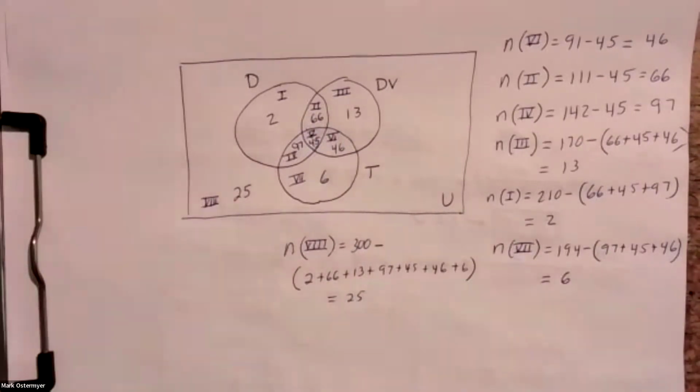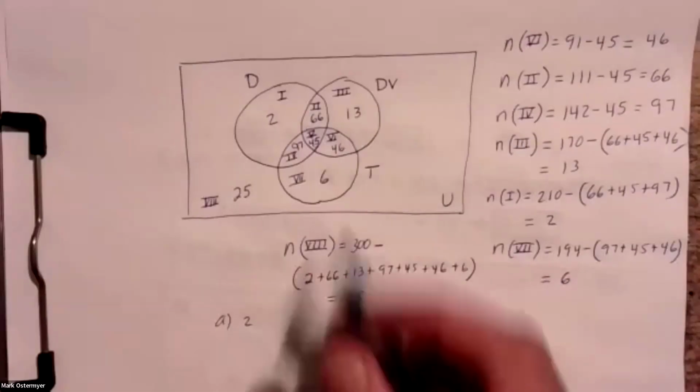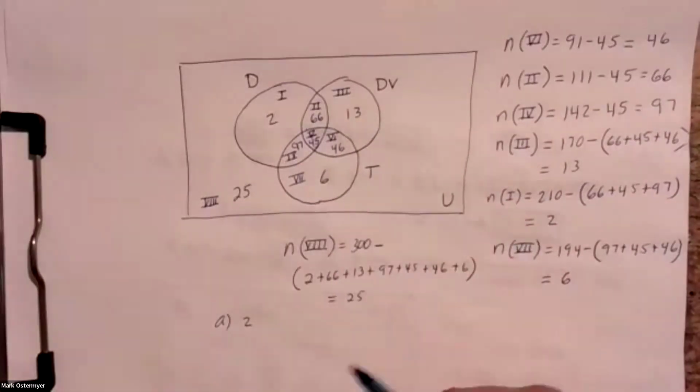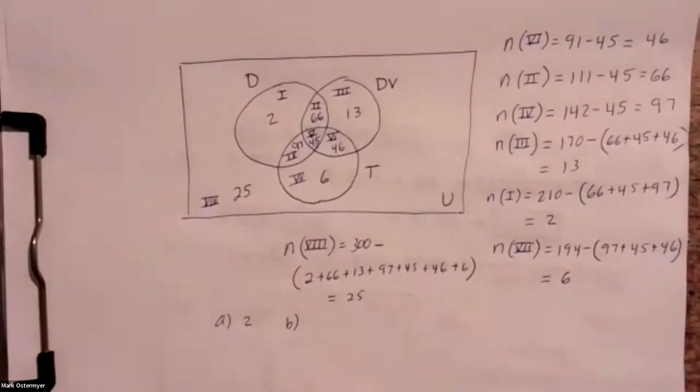The first question is this. How many inmates had only drug-related offenses? Only drug. Two. Only two. You see, once you get your Venn diagram populated, you can fly through these questions. They're very easy. But if you don't populate these regions correctly, it's going to be very difficult to do these problems.